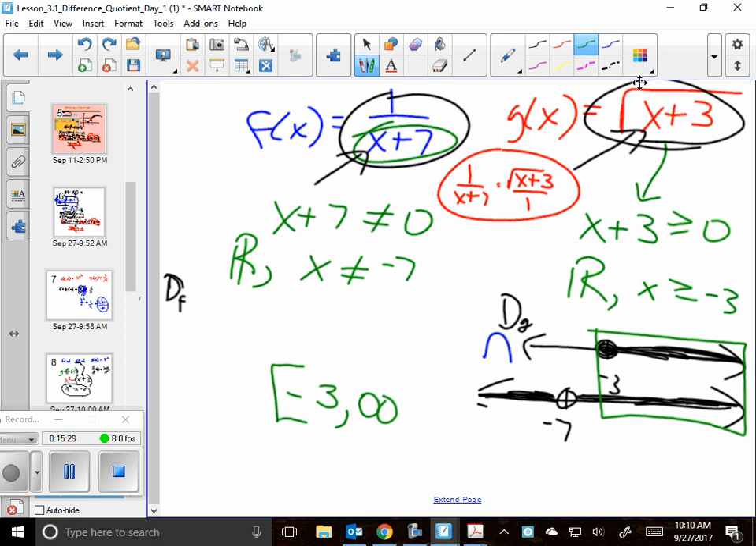Can it be fed a -3 safely? Yes. Can't ever touch an infinity. There you go. From -3 to infinity. All right. That is taking two functions and adding them, subtracting them, or multiplying them. And then what's their domain going to be?